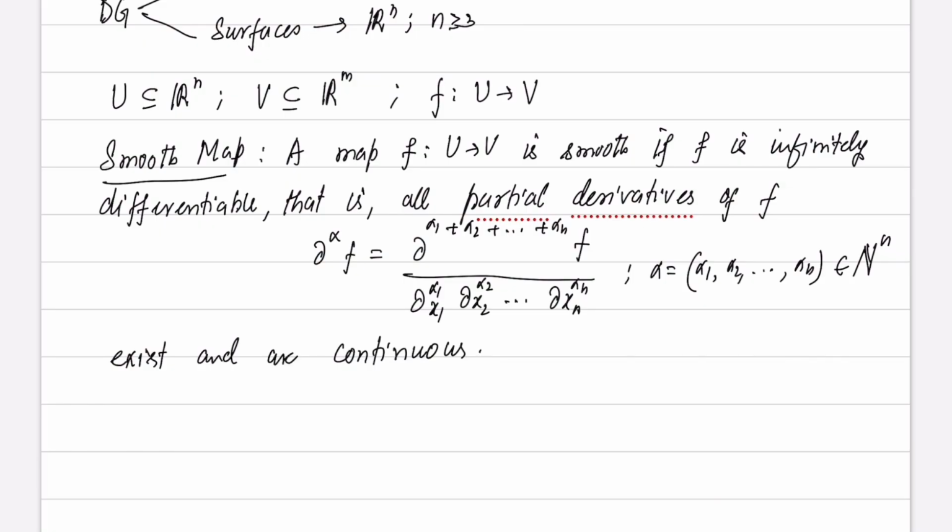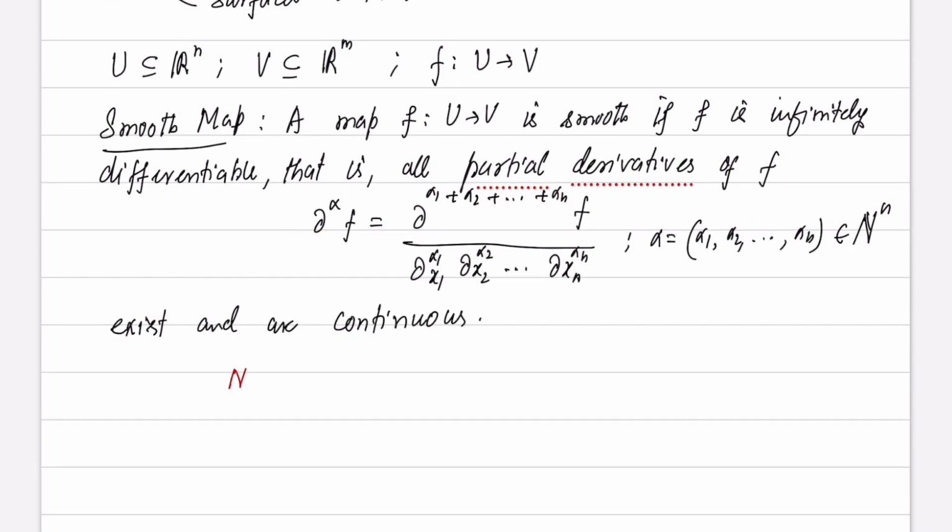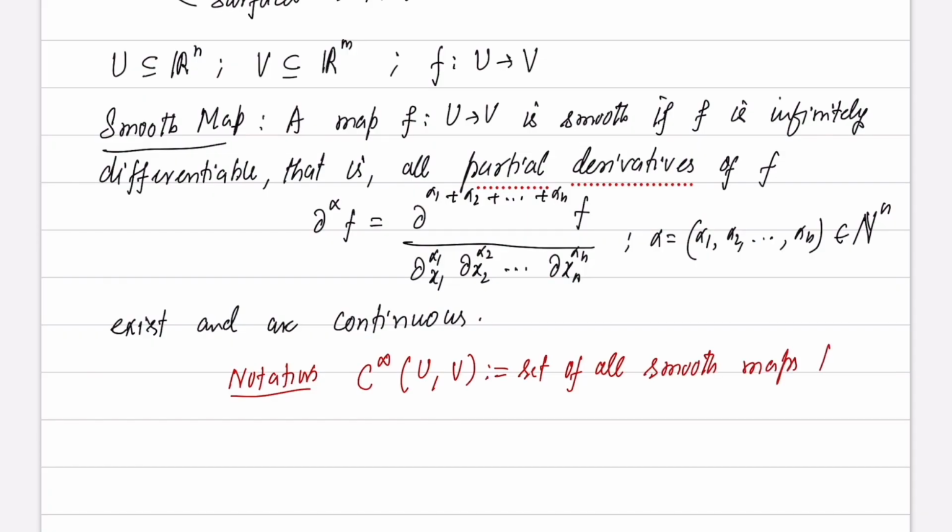Then we will call the curve a smooth curve, and now we have one notation. We will denote the set of all smooth curves always by C infinity, and if they are from U into V, we will write C infinity(U, V). So this is the set of all smooth maps from U to V, where U is a subset of Rn and V is a subset of Rm.